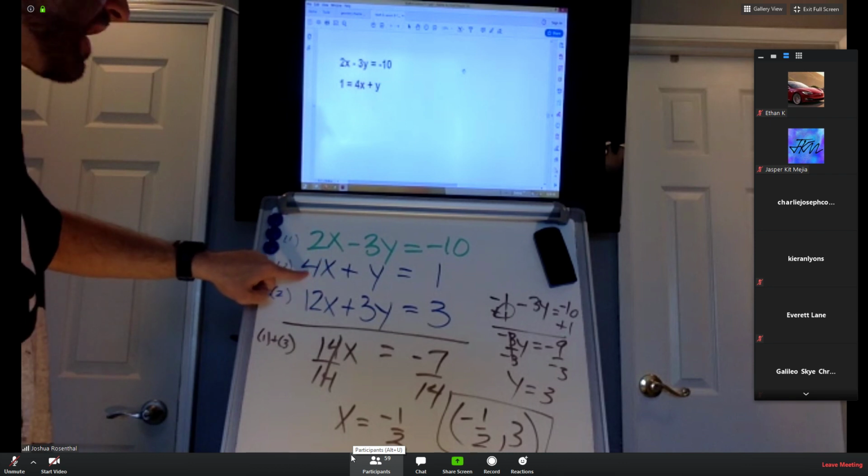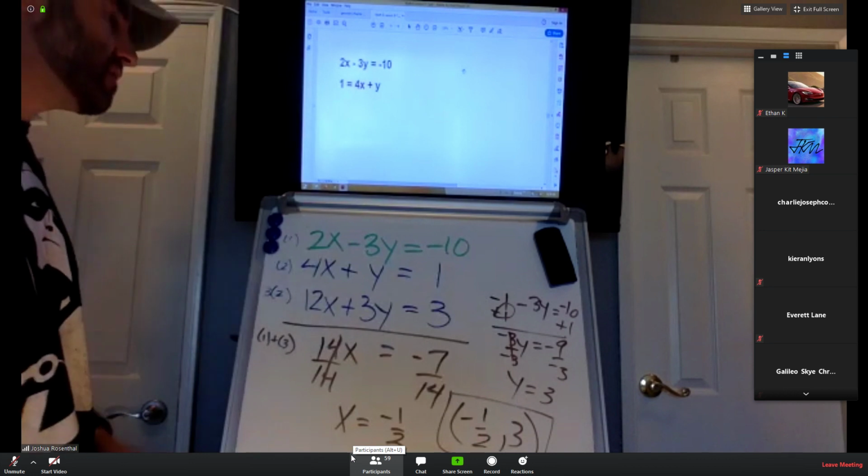Negative half of 4 is negative 2. Add 2 to 1 to get the 3. That's even easier.